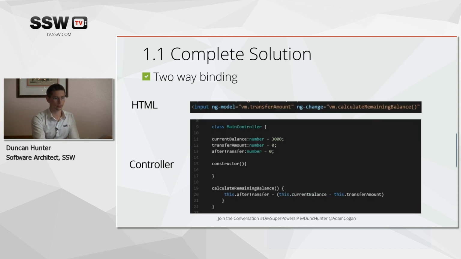We get to do stuff like this where we go ng-model equals vm.transferAmount, and then we can bind that from the HTML into the controller, and then we've got two-way binding. You hardly need to write much code for it. So it's one of the big benefits. What sort of JavaScript is this? Who can guess?